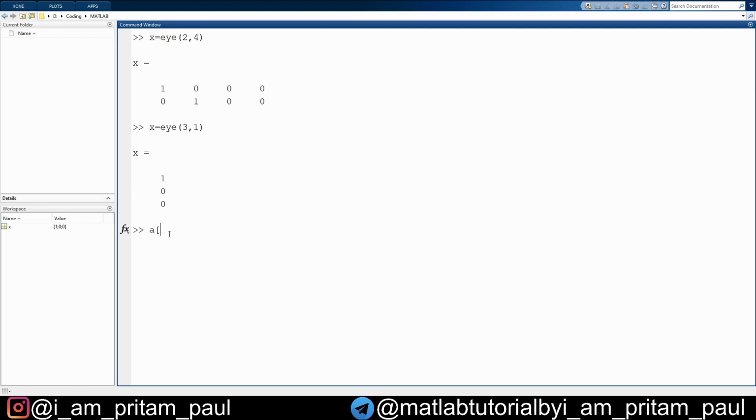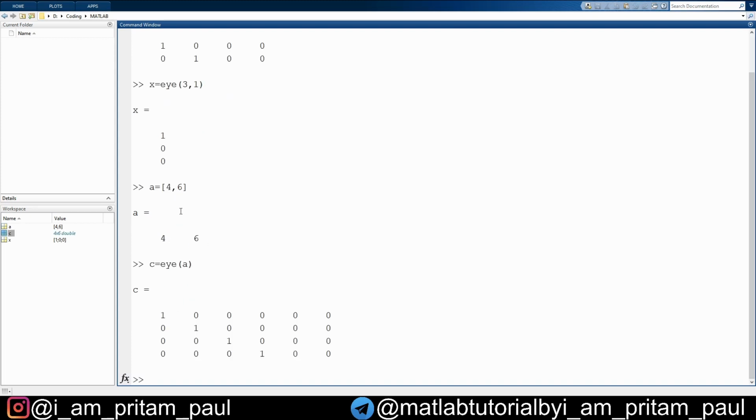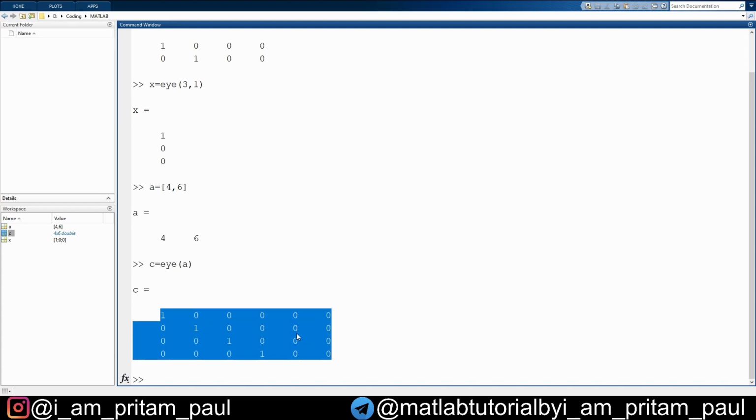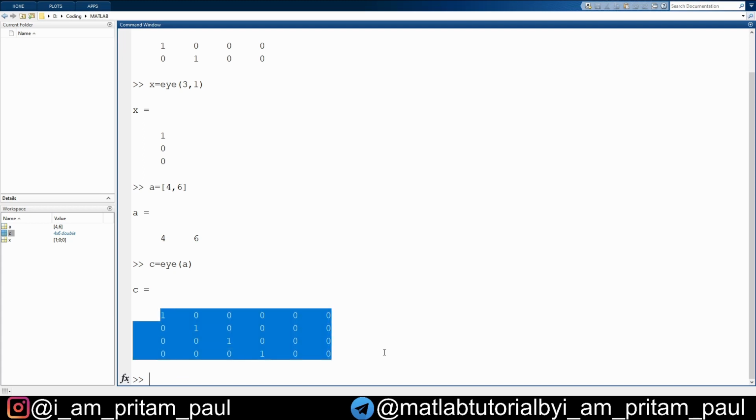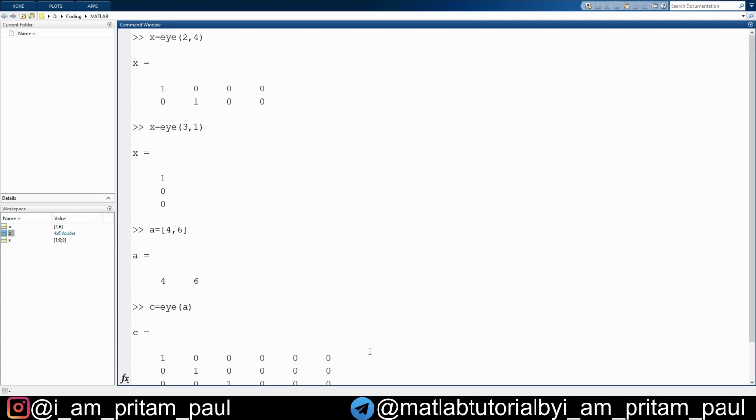Now if I write A equal to 4 comma 6, and then if I write C equal to EYE of A, you can see that you do not need to write the sizes all the time. You can also use this kind of method. So you can see that a 4 by 6 unit matrix, actually EYE represents the unit matrix also. This is the MATLAB version. I'm not talking about only mathematics. So the identity matrix could be represented in this way also in MATLAB. So these are the things which I wanted to discuss.